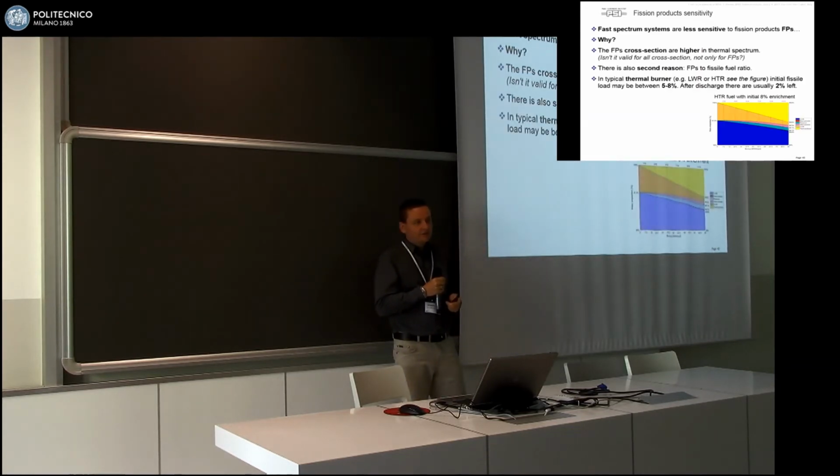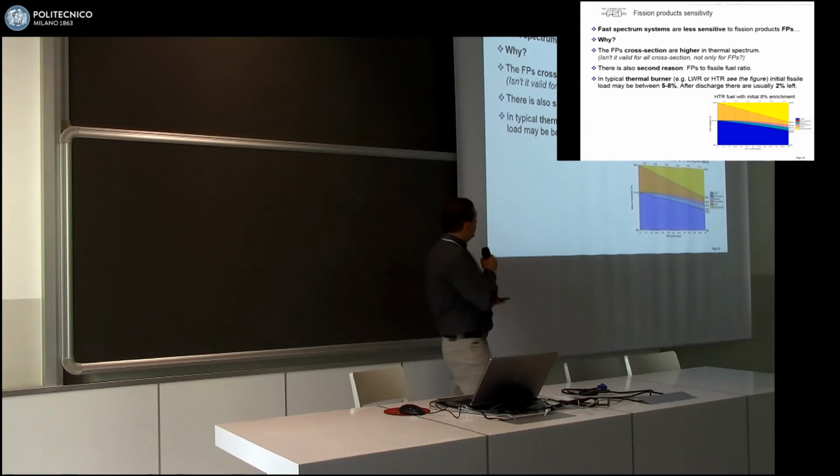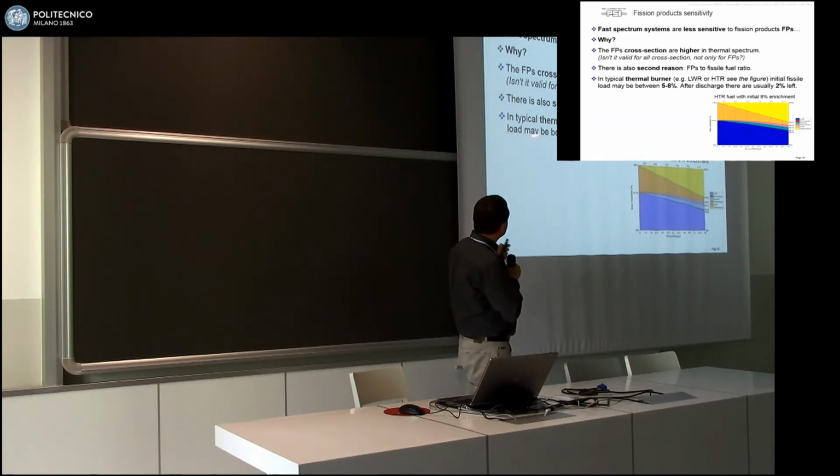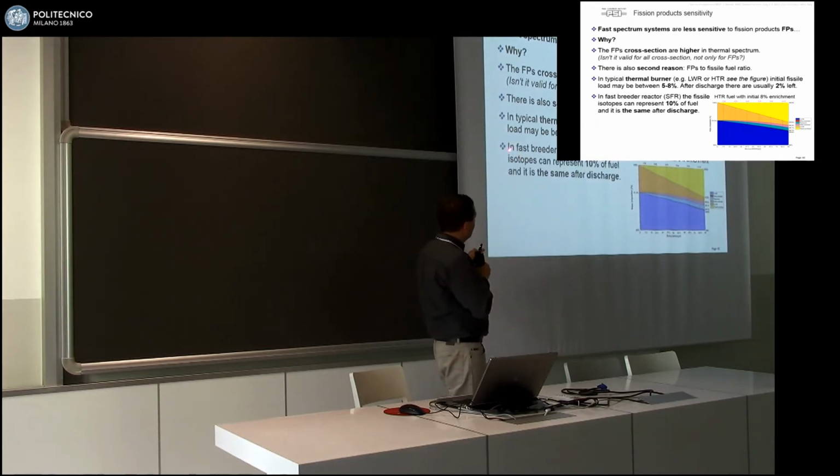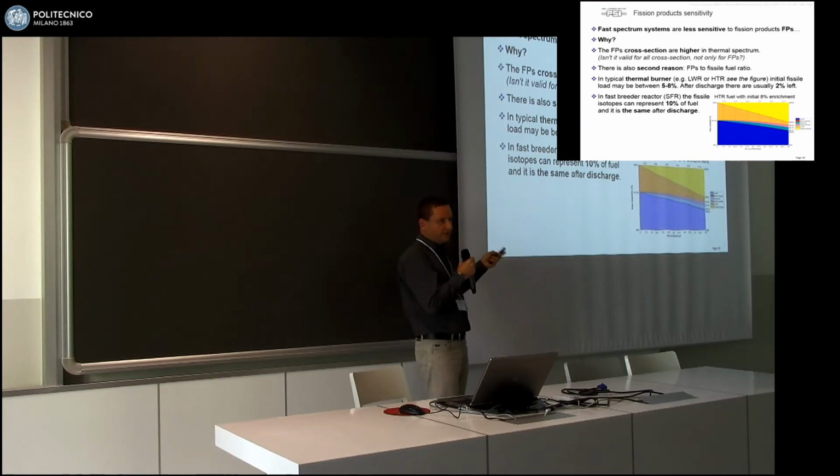The fission products to fuel ratio in a typical moderated burner like LWR or HTR on this figure, thanks Fanny, there is the initial fissile load between 5 to 8% of uranium-235, and if you discharge it, there is only 2% left. In the fast breeder reactor, you put inside 10% of fissile element and you discharge 10% of fissile element, so it's flat, always staying around 10%.